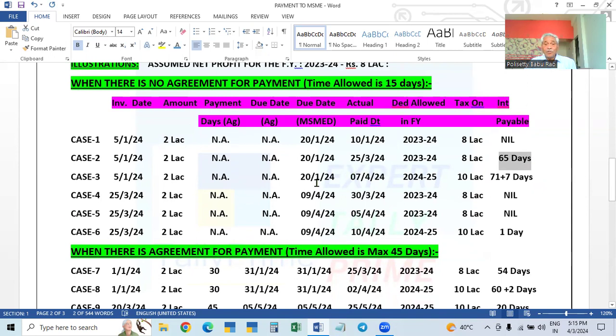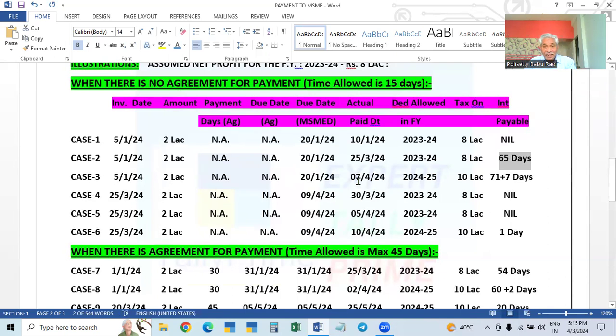So here, the due date is 20 January. It is paid in the next financial year, 7th April. So after the due date, the due date is expired. So he has not paid within the financial year. It is paid in the next financial year. That is why these 2 lakhs will be disallowed in 23-24.